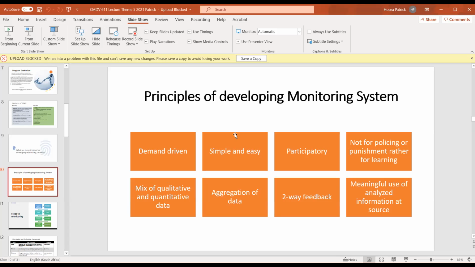And then we'll talk about it being participatory. People must be involved. You must design the monitoring system for your projects in such a way that people can be involved in it.